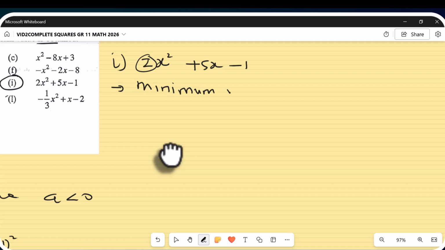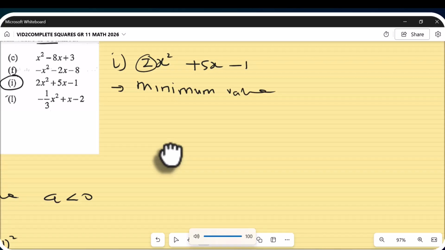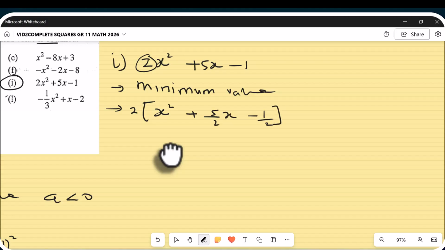To find it, we take out this 2, factor out the 2, left in the bracket with x squared plus 5 divided by 2 x, minus 1 divided by 2. Now what you take outside the bracket is what you divide by the other terms. To complete squares, you're going to take 5 over 2 multiplied by 1 over 2, and then square, which gives us (5 over 4) squared.